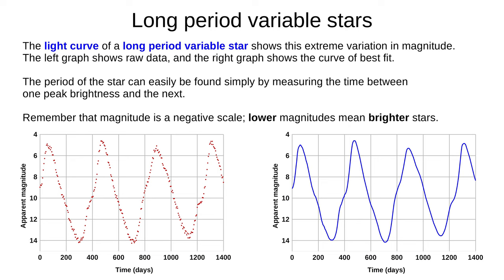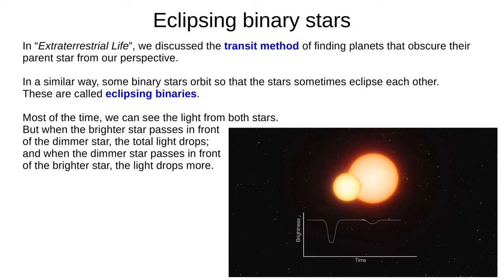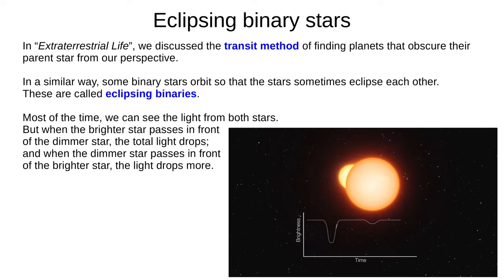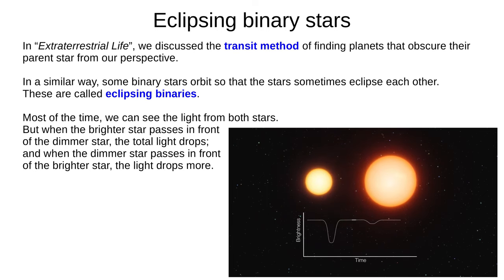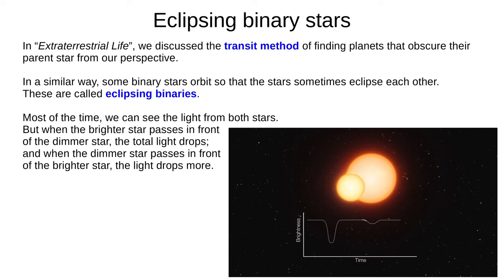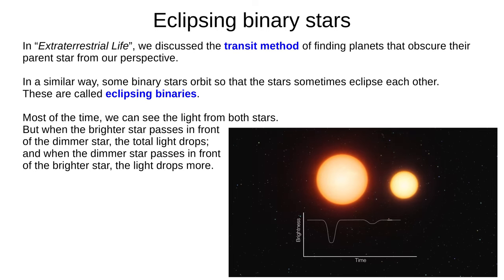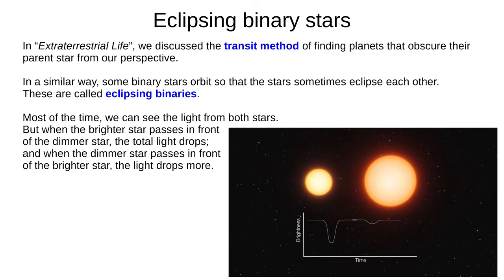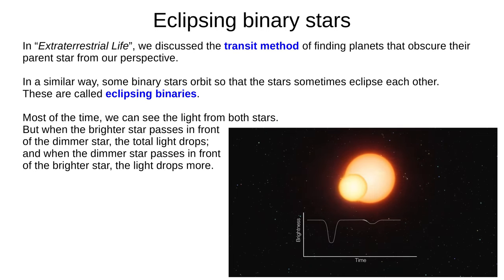In extraterrestrial life, we discussed the transit method of finding exoplanets that obscure their parent star from our perspective. Similarly, some binary stars orbit each other such that the stars sometimes eclipse each other. We call these systems eclipsing binaries. Most of the time, we can see the light from both stars. But when the brighter star passes in front of the dimmer star, the total light observed drops.